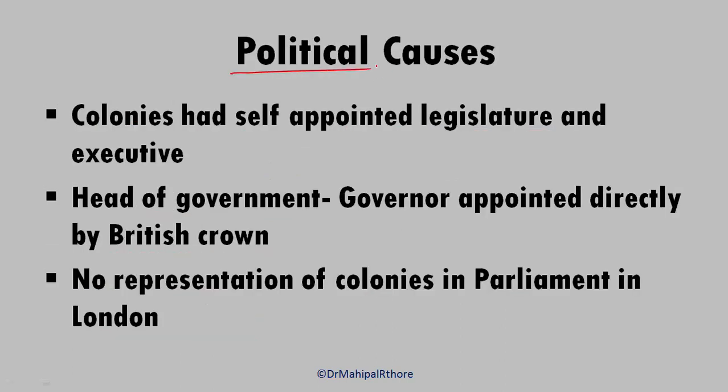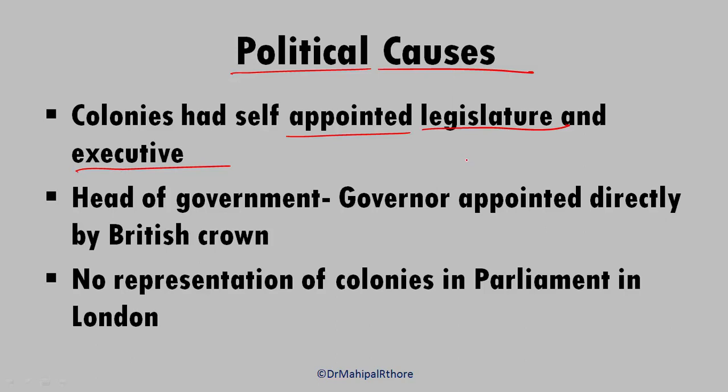Second, we come to the political causes. The colonies had self-appointed legislature and executive. So there was some sort of democracy in these 13 colonies. They had a legislature which could frame laws, and the executive, that is the government bureaucracy, was mainly from the American people, the colonists who were living there.